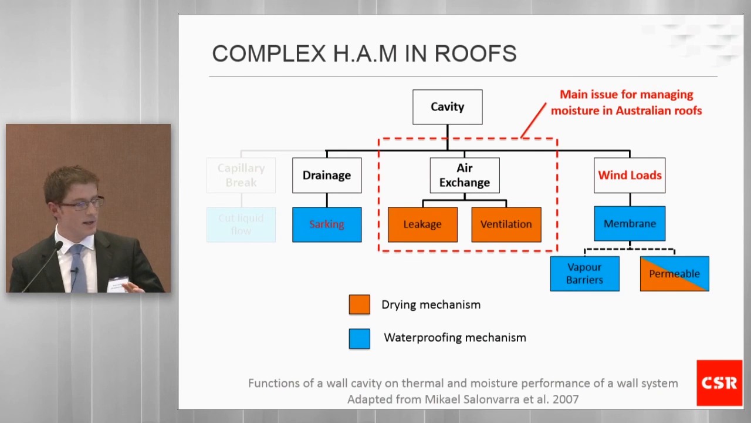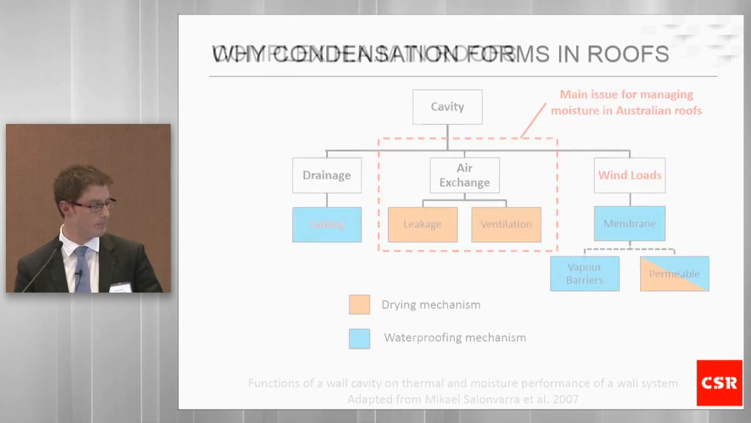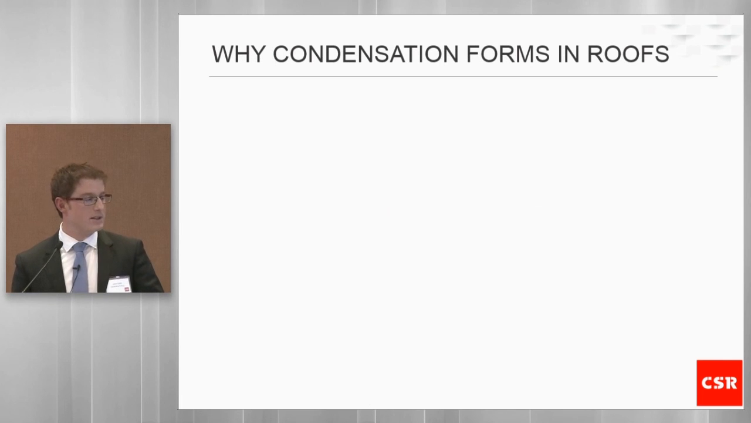So we need to understand air exchange in roof spaces in Australia to be able to design better from a moisture perspective, because air exchange in the roof can both add to wetting of the roof structure as well as drying of the roof structure. So it's very important to understand how much ventilation and where the ventilation is coming from. We need to understand why condensation actually forms in roofs.